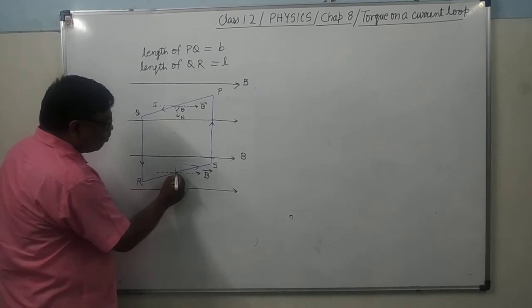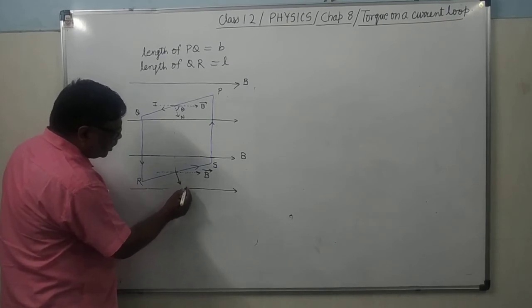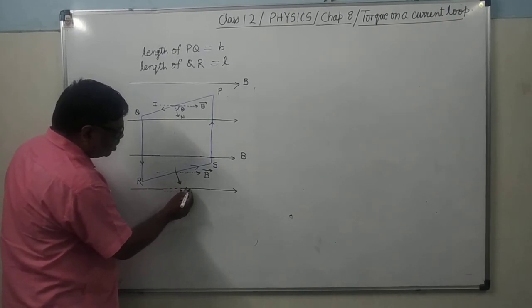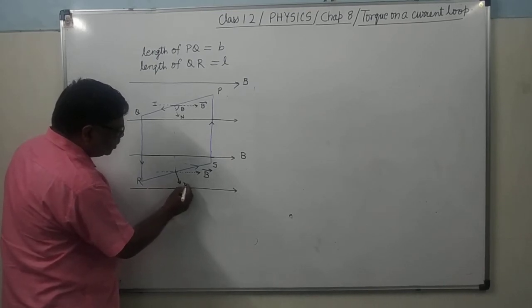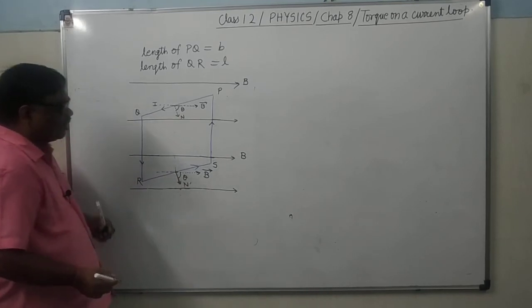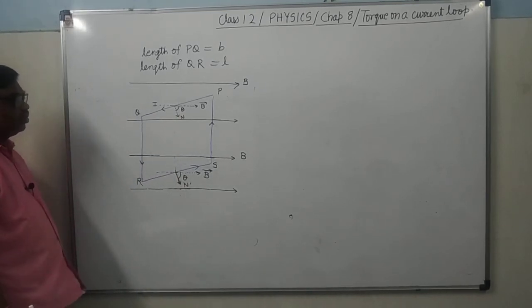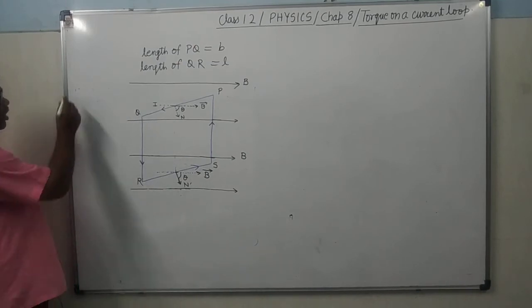Normal on the plane of coil will be what? Normal is making what angle? This point you can take N dash, and it is making what angle from the magnetic field? Theta. It's clear.